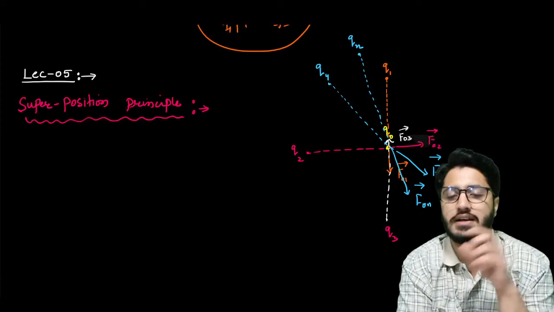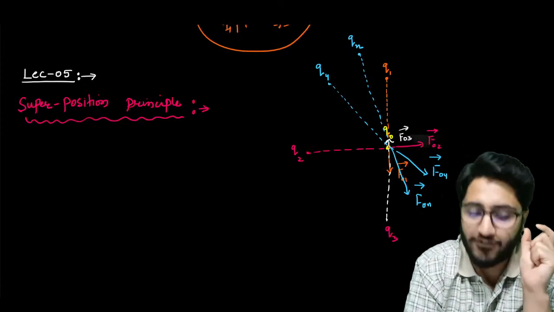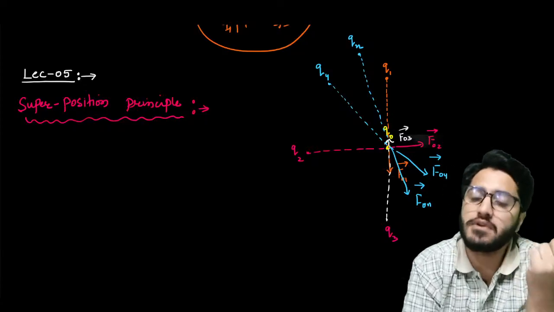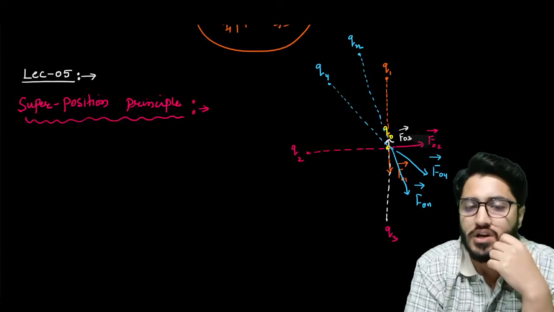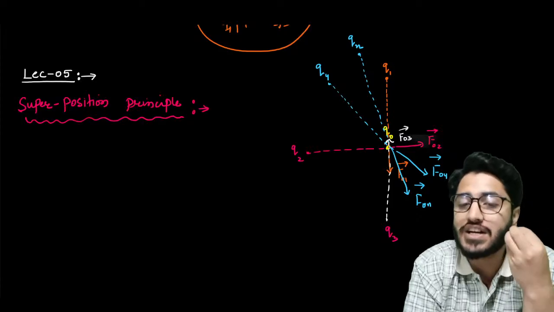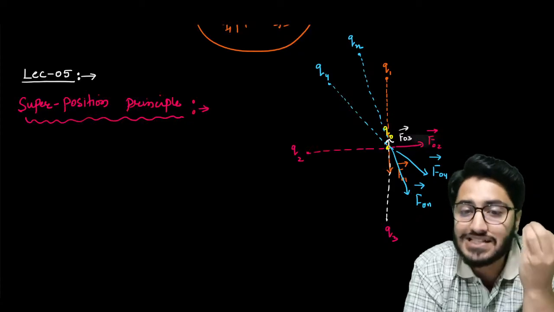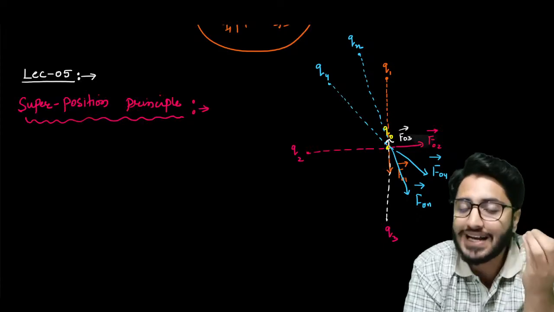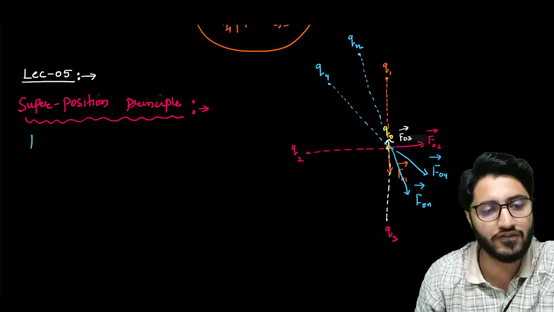So look, on a single particle, that is Q naught, we have multiple forces. So how to get the net resultant force on Q naught? Simply we have to vector add all these forces. So I will write net force.